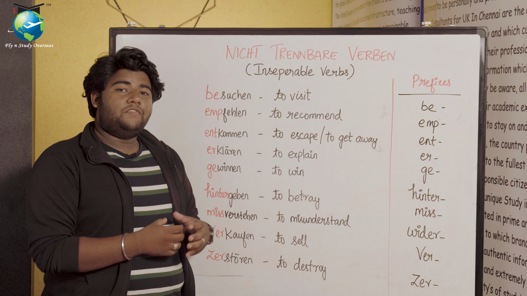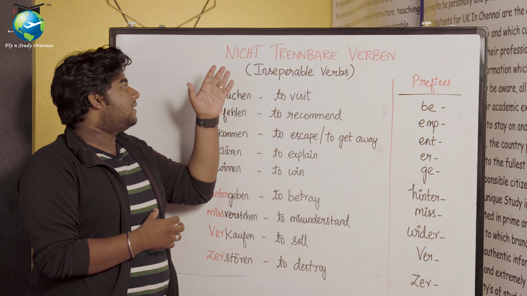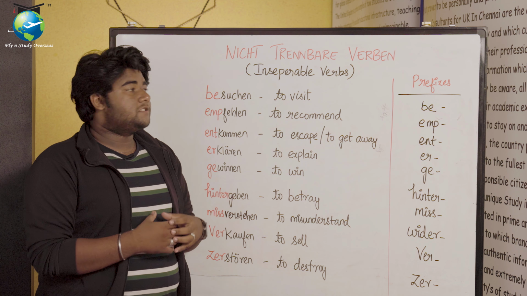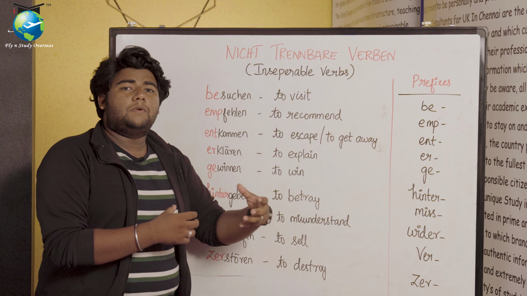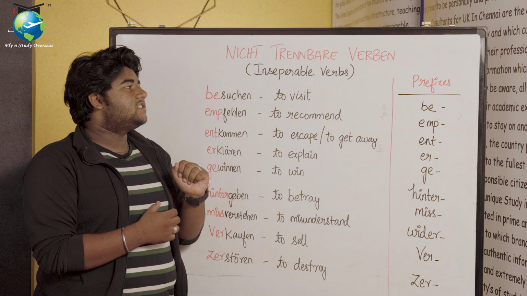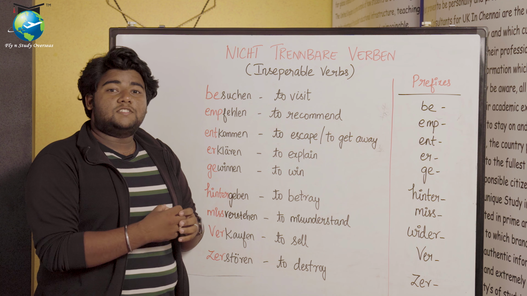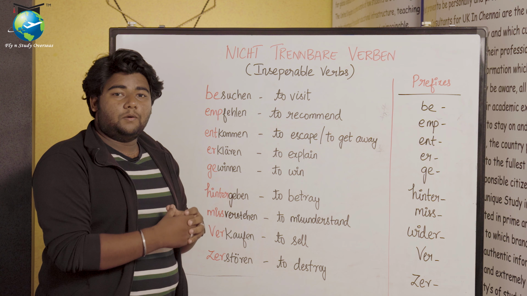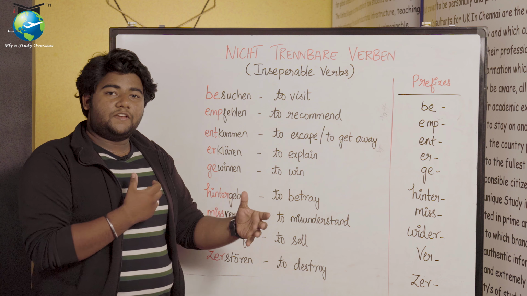Okay, till now we learnt about the Trennbare verben and now we are going to learn about the NICHTTRENNBARE verben, which means inseparable verbs. The meaning of Trennbare verben is separable verbs, right? And here the meaning of NICHTTRENNBARE verben is inseparable verb, which means you are not supposed to separate the prefix and the verb.